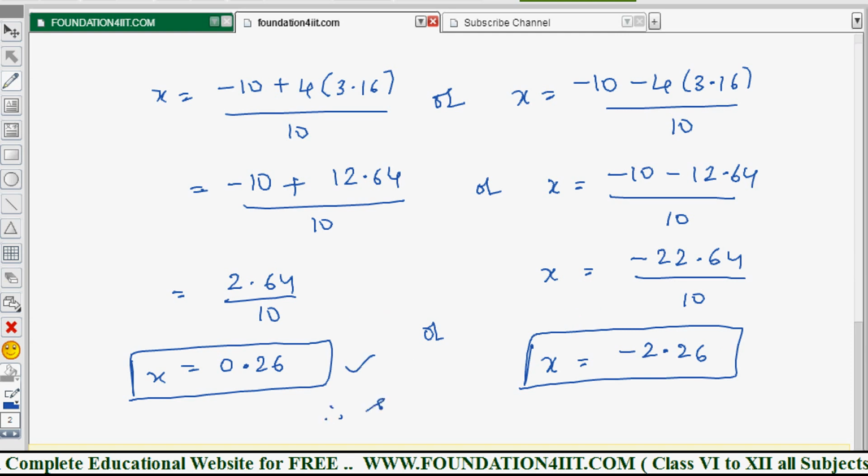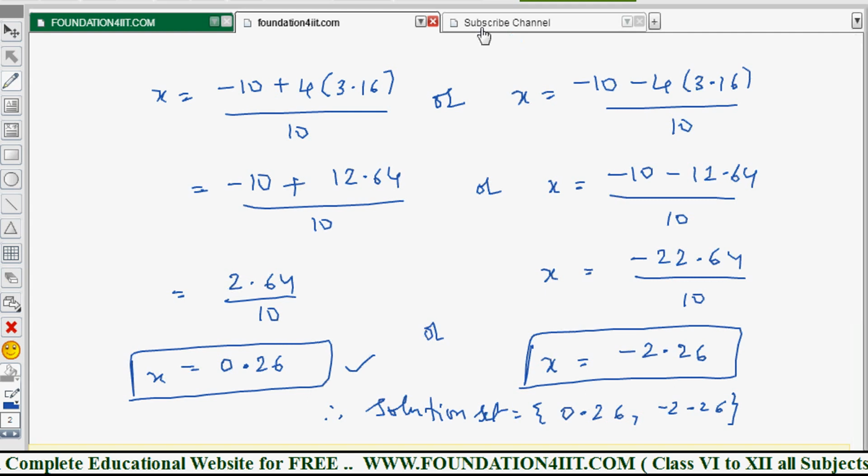So therefore, that is 0.26 comma minus 2.26. Because afterwards we got 4 here. So after 2 decimal places asked, the third decimal place is less than 5, so you can stop that much. So this is the answer.